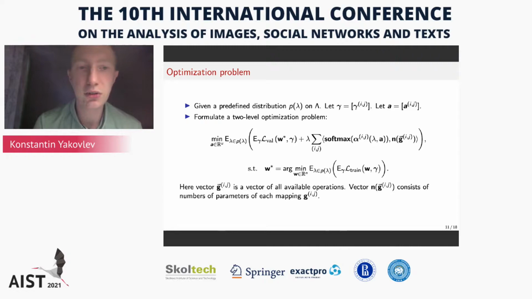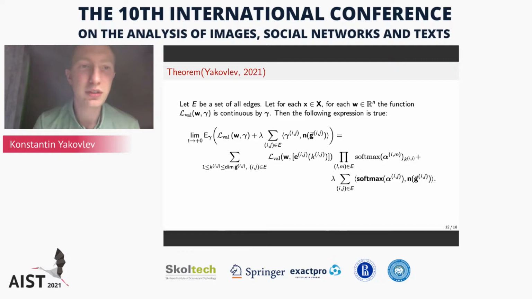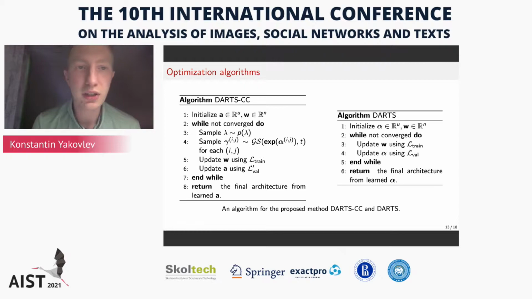The following theorem says that when temperature tends to zero, we get an optimization problem close to the discrete one. All we need is just a loss functional to be continuous by gamma for all vectors of model parameters. Here are the optimization algorithms for the proposed method on the left and DARTS on the right. The difference is that at each iteration, we sample lambda from the proposed distribution and sample structural parameters from the gamma softmax distribution.